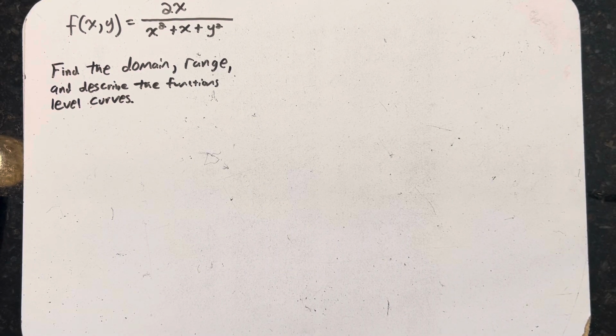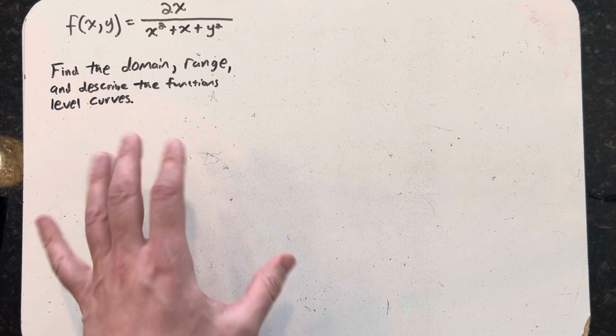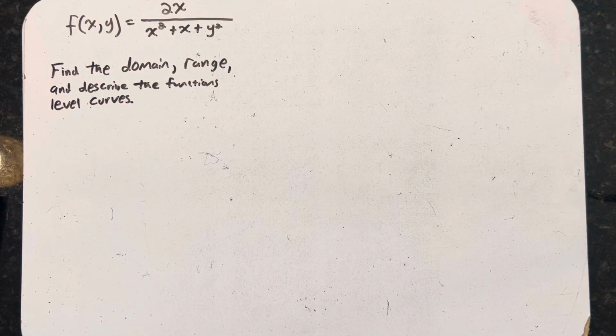My goal in the series of videos that this leads is to take a deep dive on this function on two variables and get a summary of the kind of material you see in the first half of a chapter on surfaces, on functions on more than one variable. So in this video, we're just going to get started talking about the domain, range, and describing some level curves of this function, f of x comma y is equal to 2x over x squared plus x plus y squared.